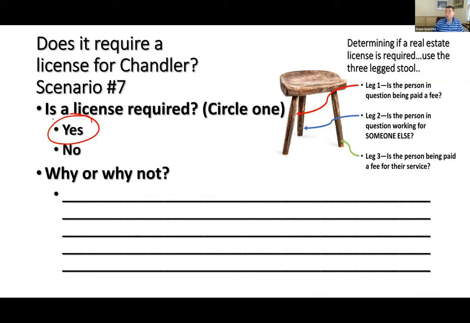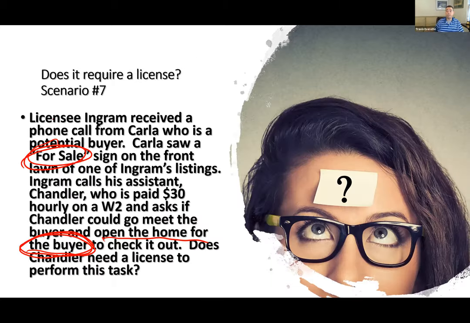Now, could we change a couple of words in here and make this okay? What if the same scenario happened, but the sign in front said for rent and we were going to open it for a tenant? Would that be okay without a license? Yes. Same exact scenario, if it said for rent and a tenant was to be shown the property, then Chandler could go show it. But because it's a listing that's for sale and we're taking a buyer in, Chandler can't go over there and do that.